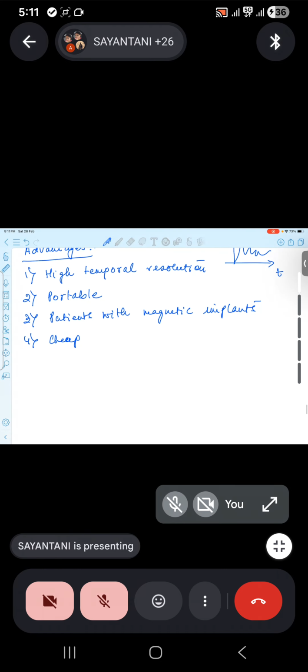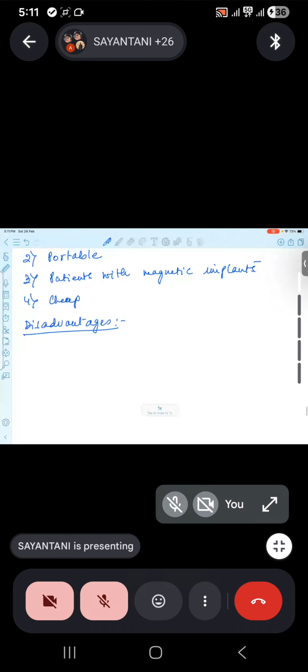So what are the disadvantages? Since it has a high temporal resolution, it has poor spatial resolution.